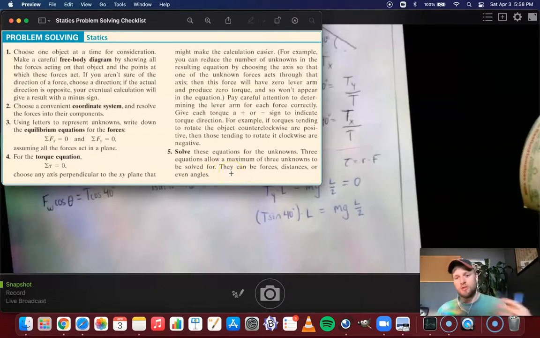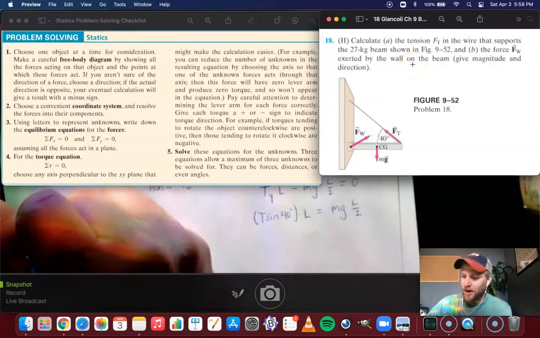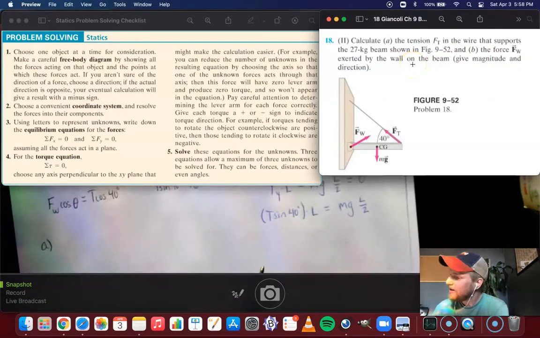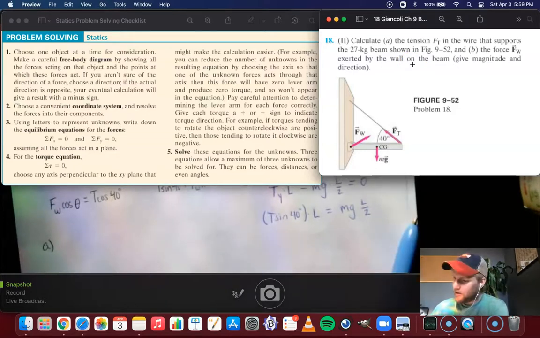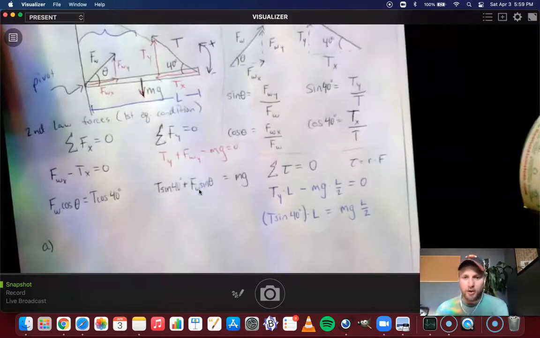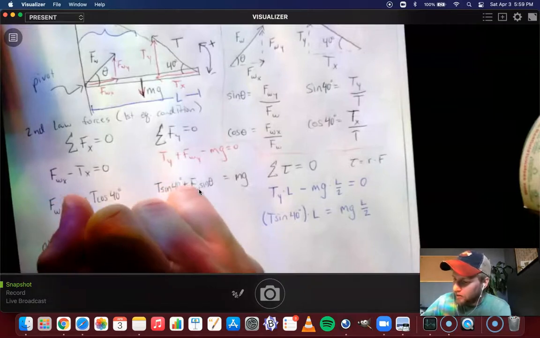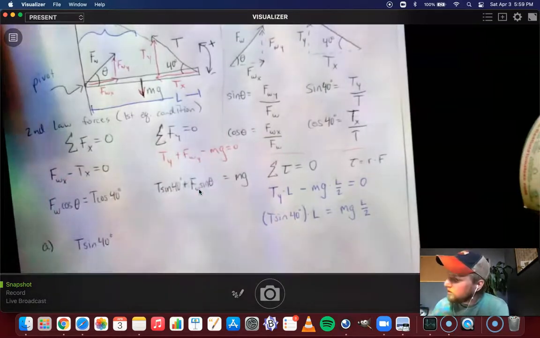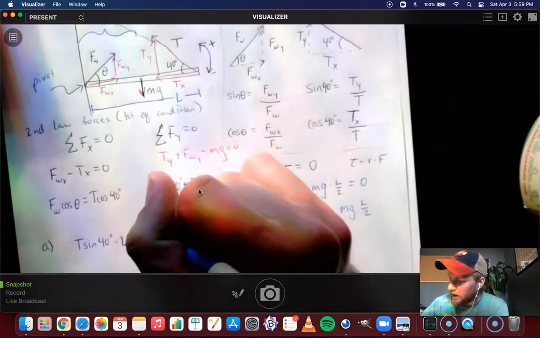Now, we could just do this sort of haphazardly, but we want to do this in a smart way because, of course, the first thing we're looking for, yes, now we're looking at part A of this, is we are trying to solve for the tension. So the tension's hiding in this equation right here. This was from the torques. It just happened to be from the torques, by the way. It just worked out that way. So let's take this equation: T sine 40 degrees times L equals mg L over 2.